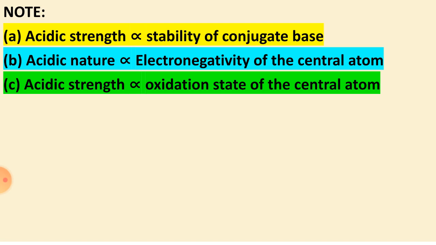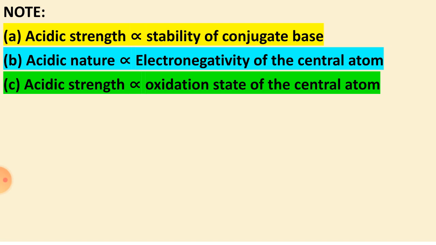Similarly, acidic nature also depends upon the electronegativity of the central atom. This I also explained to you. If HClO and HBrO are given to you and one asks which of HClO and HBrO is more acidic, your answer is according to the electronegativity of the central atom. Cl is more electronegative than Br, so that's why HClO is more acidic than HBrO.